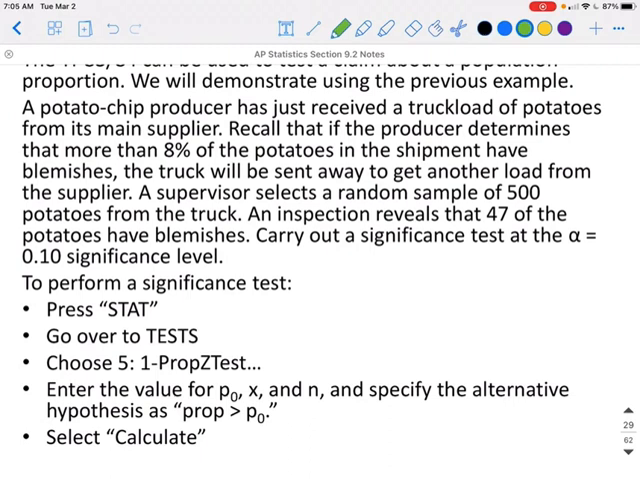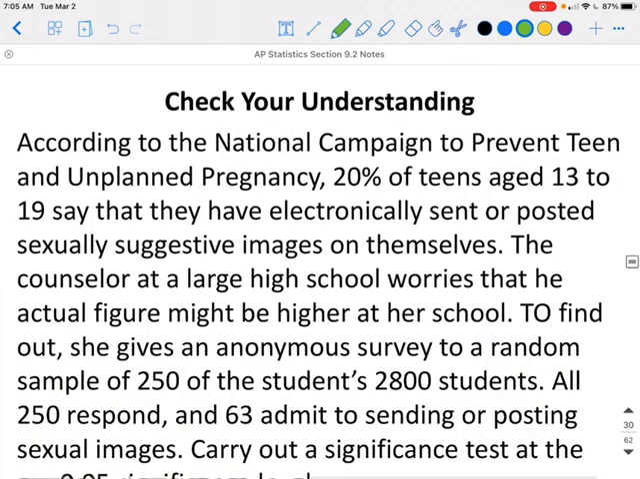So to perform the significance test, you're going to hit the stat button. You're going to go over to test. You're going to choose option 5, which is one proportion z-test. And you're going to enter the values for p sub 0, x, and n, which in this case, our p sub 0 would be 0.08. Our x value would be 47, the n value would be 500, and then you're going to specify the alternative hypothesis as your proportion is greater than p sub 0, and then you're going to select calculate.